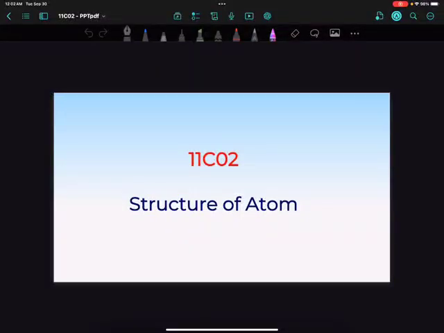Hello everyone, I am Dr. Praneet. I'll be teaching chemistry today. Today we'll be talking about the second chapter of chemistry, that is structure of atom. I'll be teaching you particularly the inorganic chemistry.